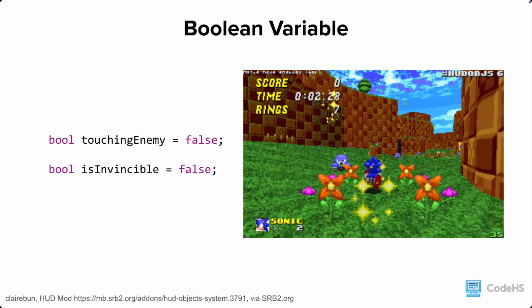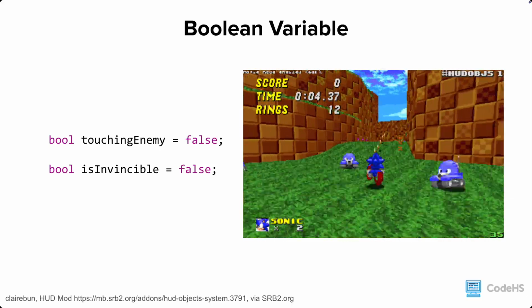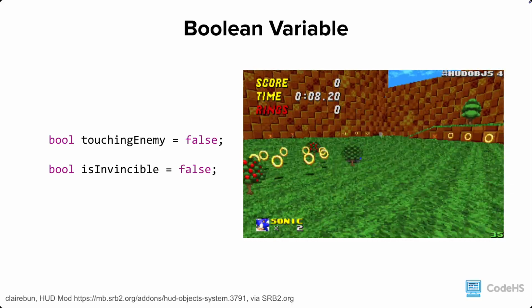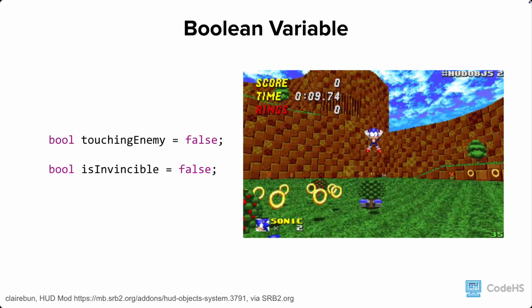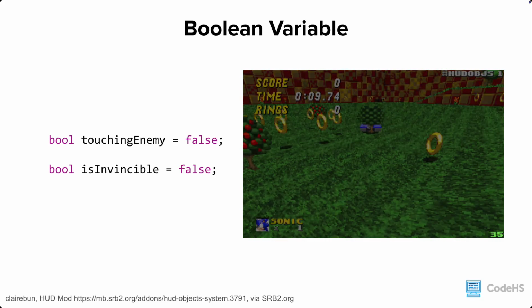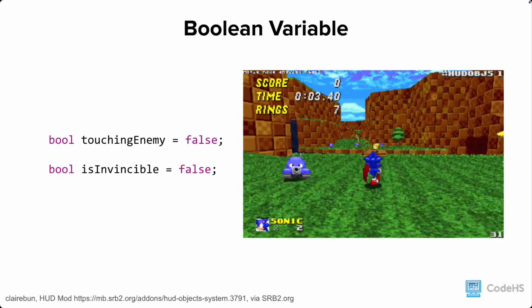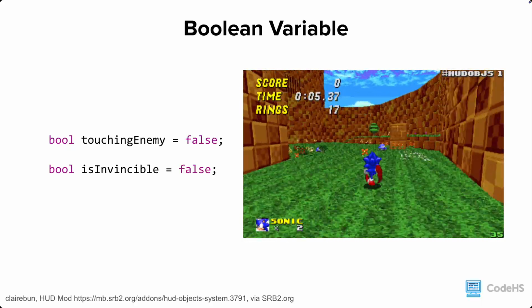Lastly, Boolean variables are the simplest kind of variable. They are declared with the text bool, and they can only ever be true or false. These variables are typically used in games to track the state of objects, characters, and the game world itself.